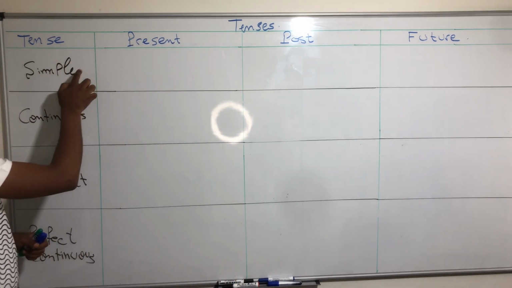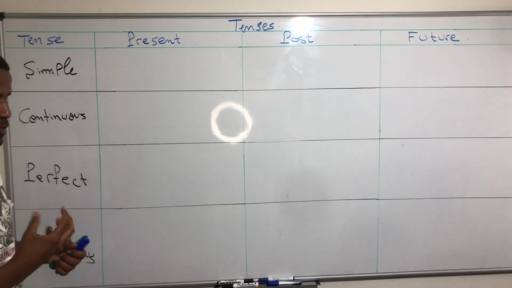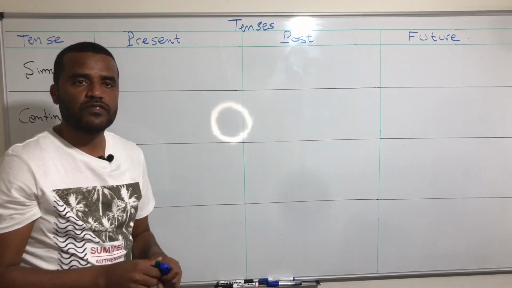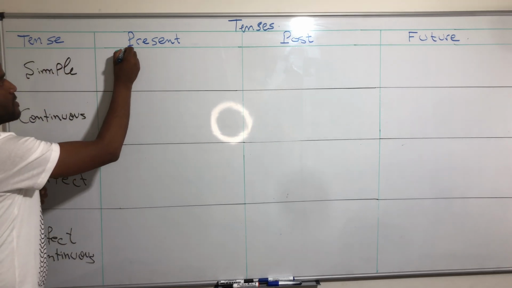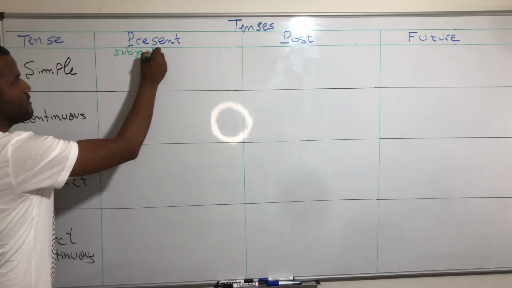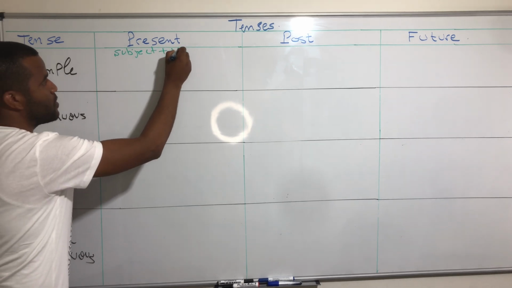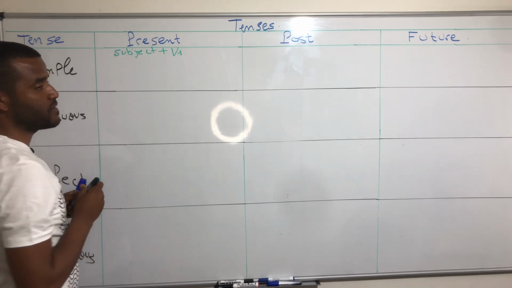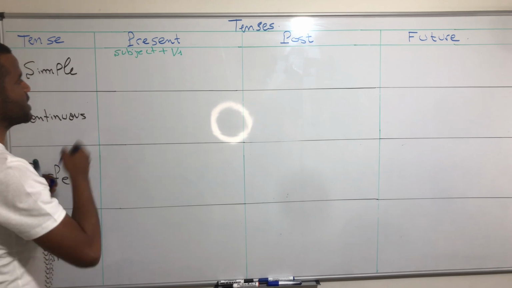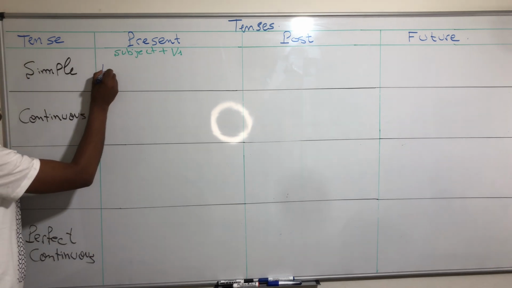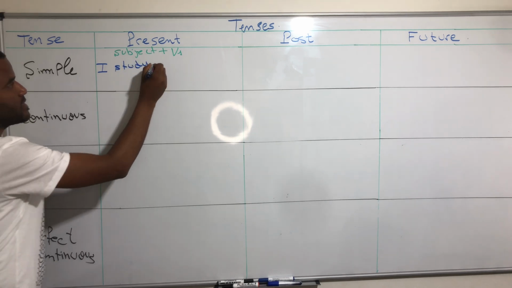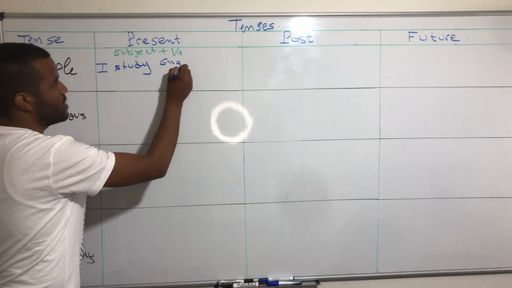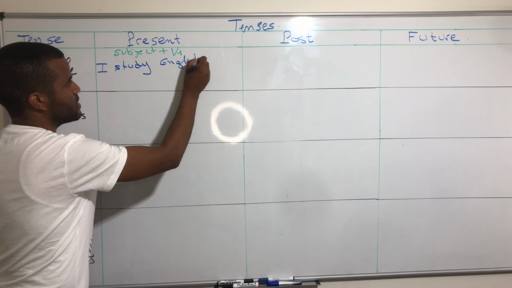So first of all we have to start with the simple present. How do we conjugate verbs in simple present? You need the subject plus the verb in infinitive. For example, we can say, I study English.